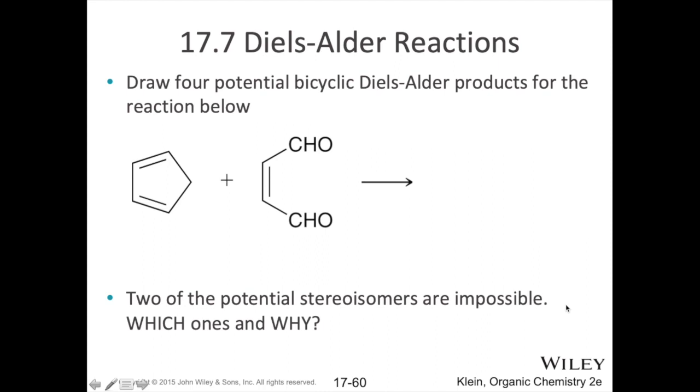All right, so here's cyclopentadiene, here's a dienophile. Go ahead and draw the 4 potential products for this. Okay, now keep in mind 2 of those are going to be impossible. Well, we'll figure it out when you try drawing them.